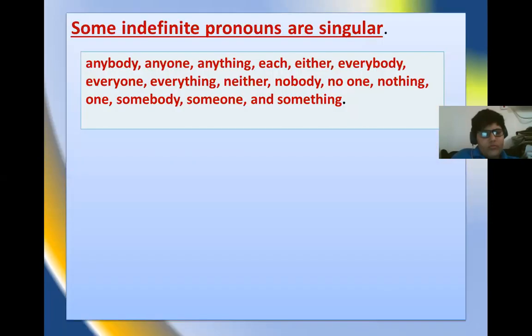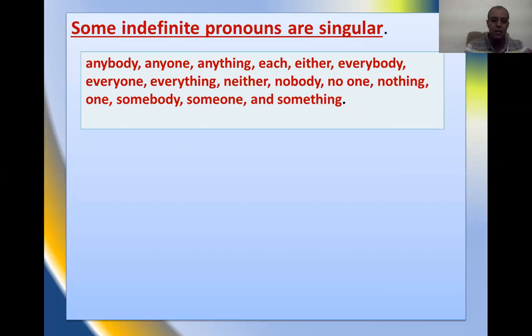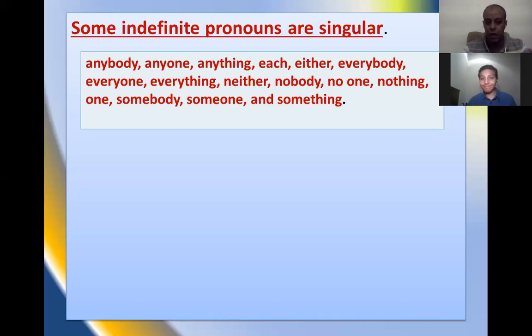Do you remember the indefinite pronouns that are singular? As we said before, indefinite pronouns are either singular, or plural, or singular or plural at the same time. So what about the singular indefinite pronouns? For example, as we have already taken them before: anybody, anyone, anything, each, either, everybody, everyone, everything, neither, nobody, no one, nothing, one, somebody, someone, and something.